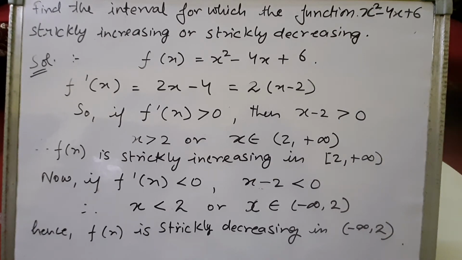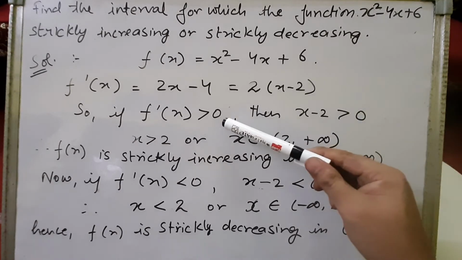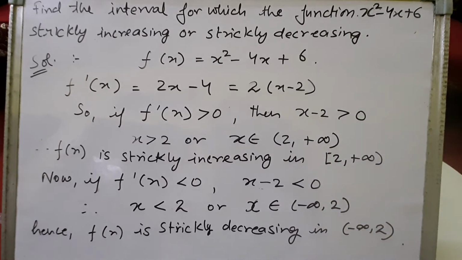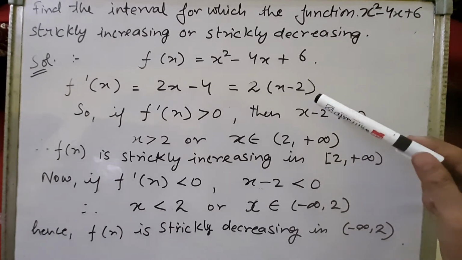Now, if we find the derivative of the function, that is f dash x, it will be 2x minus 4. When we take 2 common, it will be 2 bracket x minus 2, right? Now, if the function is strictly increasing, that means the value of f dash x is greater than 0. So it will become greater than 0.